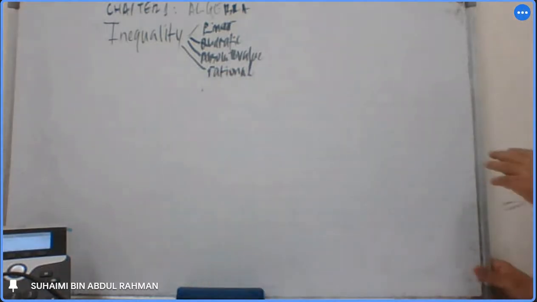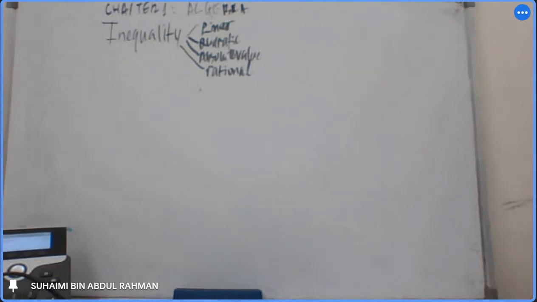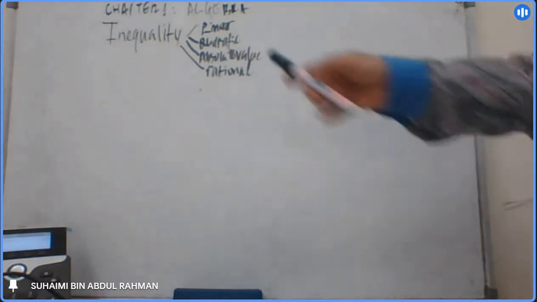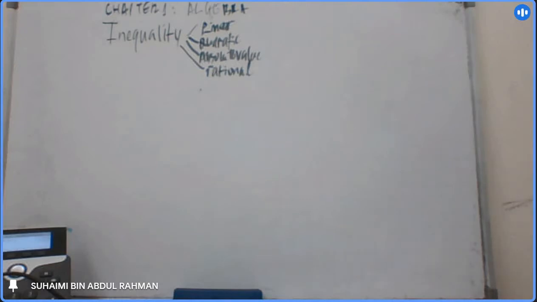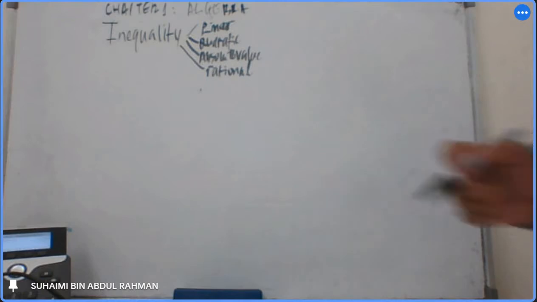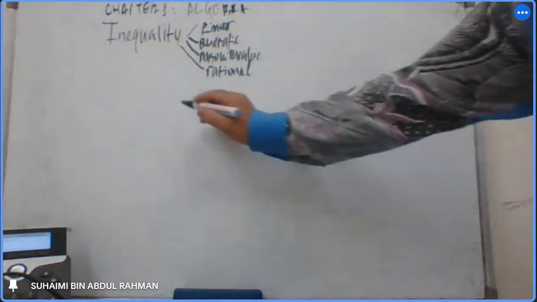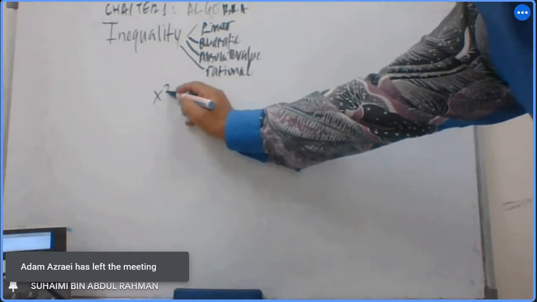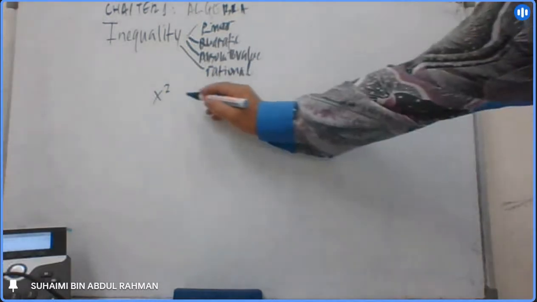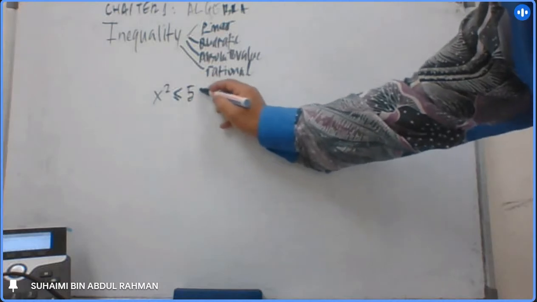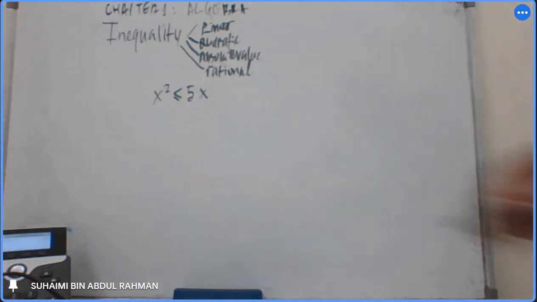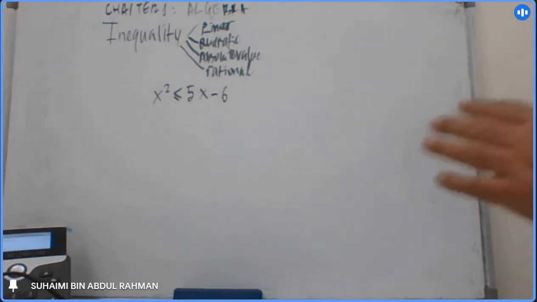Let's say quadratic inequality. We go to the second part about quadratic inequality. One inequality: x squared less than or equal to 5x minus 6. X squared, this is quadratic.